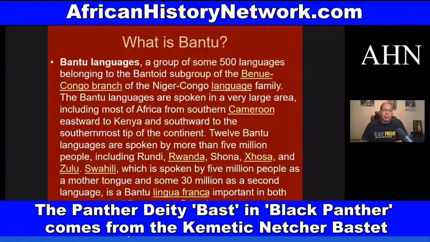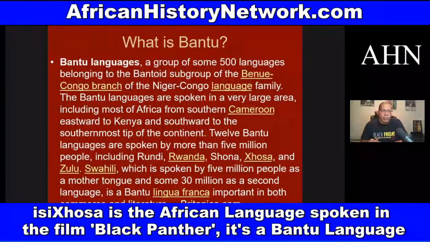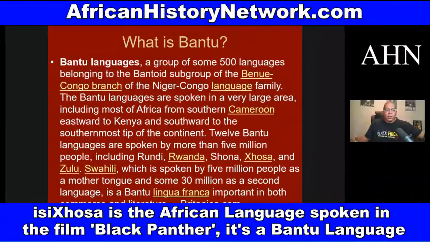What is Bantu? Bantu languages are a group of some 500 languages belonging to the Bantoid subgroup of the Benue-Congo branch of the Niger-Congo language family. The Bantu languages are spoken in a very large area, including most of Africa from southern Cameroon eastward to Kenya and southward to the southernmost tip of the continent. Twelve Bantu languages are spoken by more than 5 million people, including Rundi, Rwanda, Shona, Isixhosa or Xhosa, and Zulu.